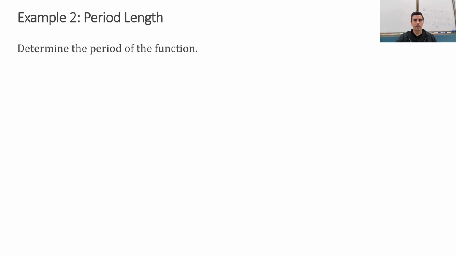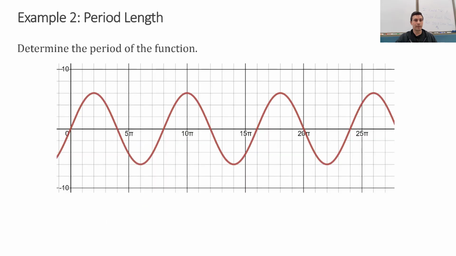Simple as that. All right, let's take a look at an example of determining the period of a function. We've got a graph here. Now we need to see where our function values start to repeat themselves. Be careful, because you might say, well, it starts at 0 here, and then it hits 0 again here, so maybe this is my period length from 0 to 4 pi.